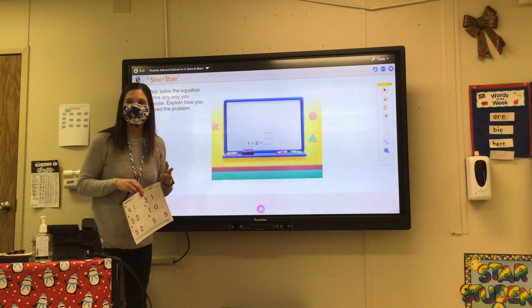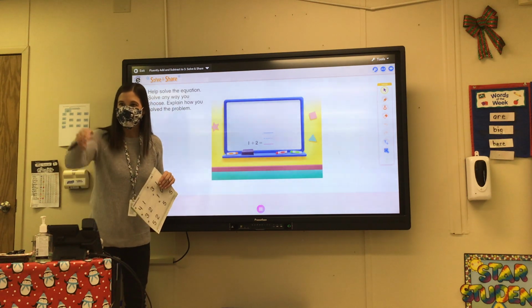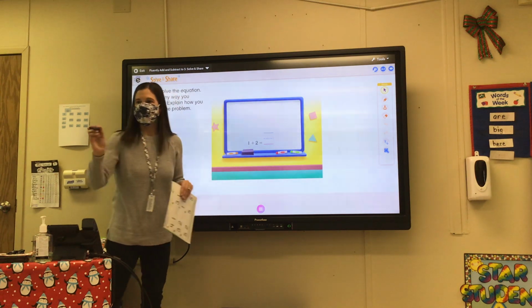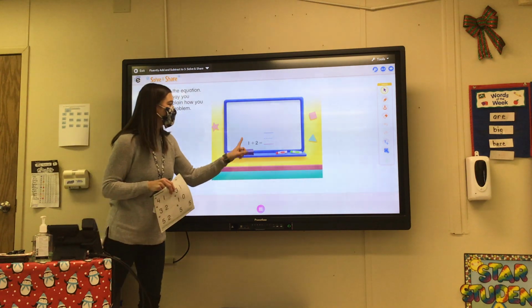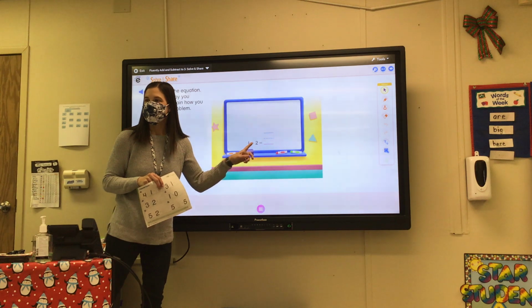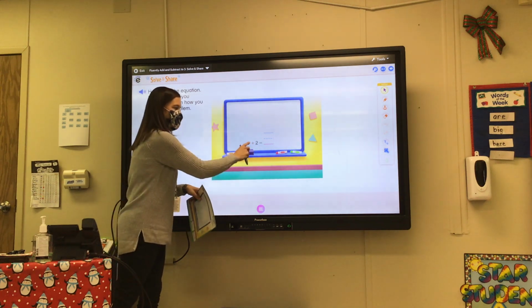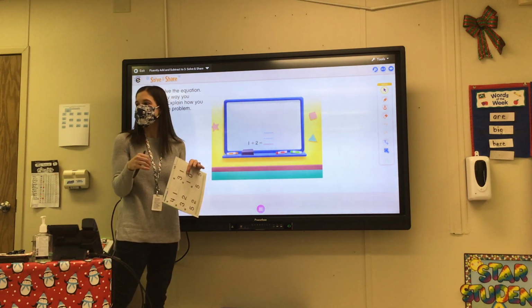We have to make sure we know our signs really well. This is the plus sign, so we know that we're adding the numbers together.